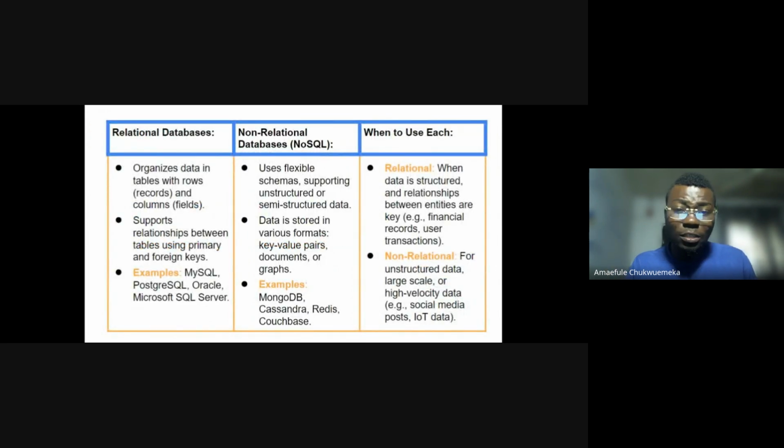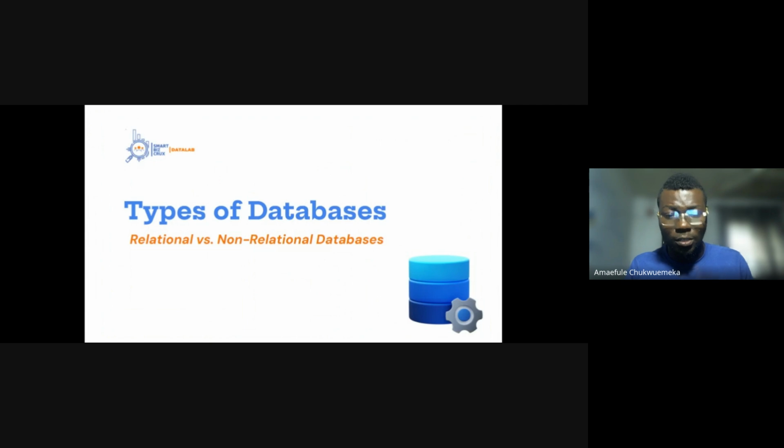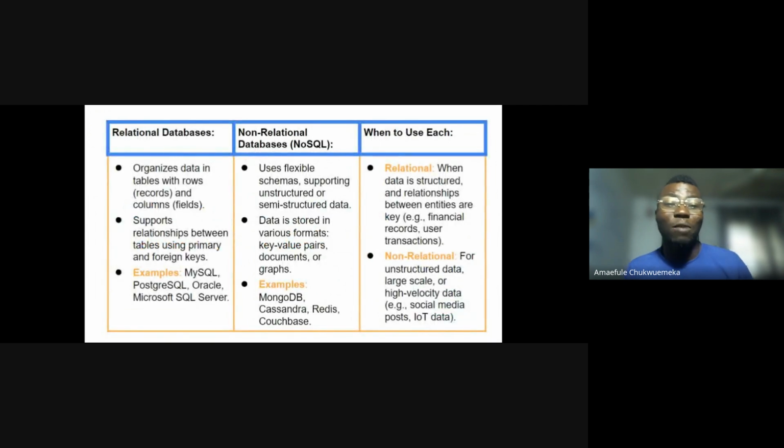Now let's move on to talk about some more interesting things. Types of database. Okay, now there are two types of database. There's relational database, and then there's non-relational database. I already started to talk about relational database, a bit of it, but I'm going to talk more about it. Let's talk about relational database.